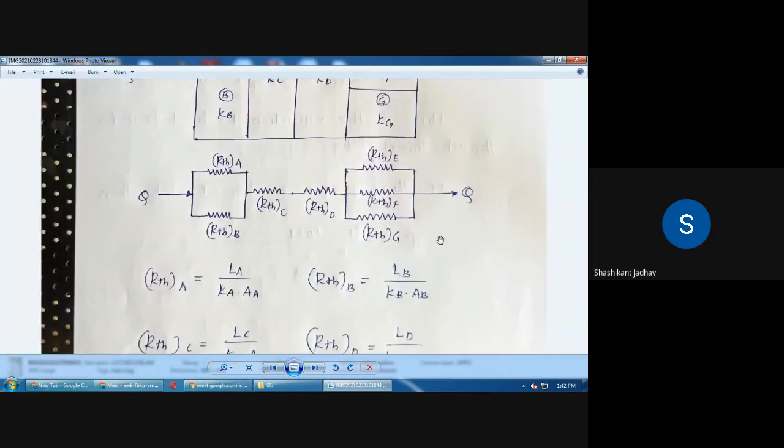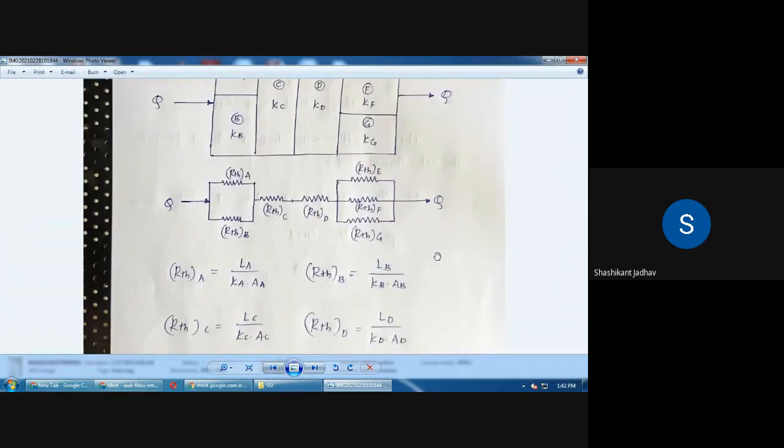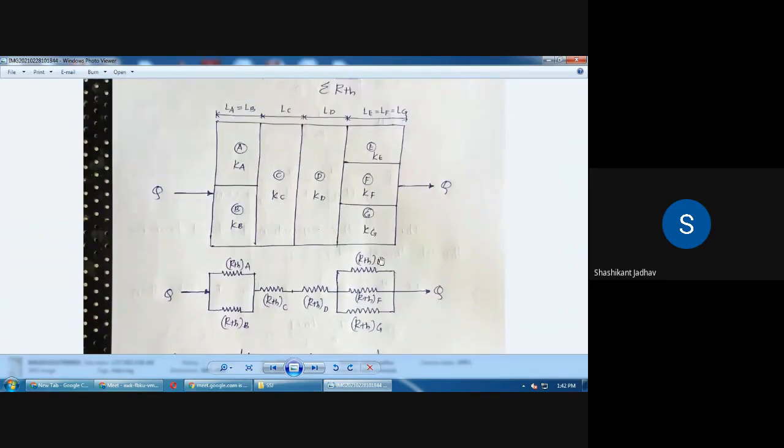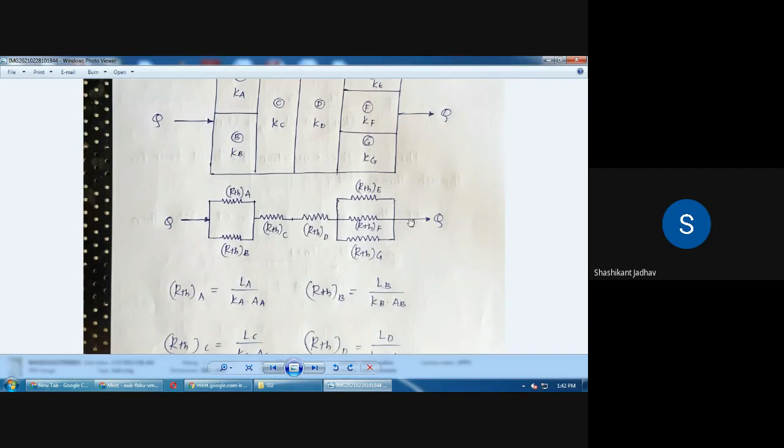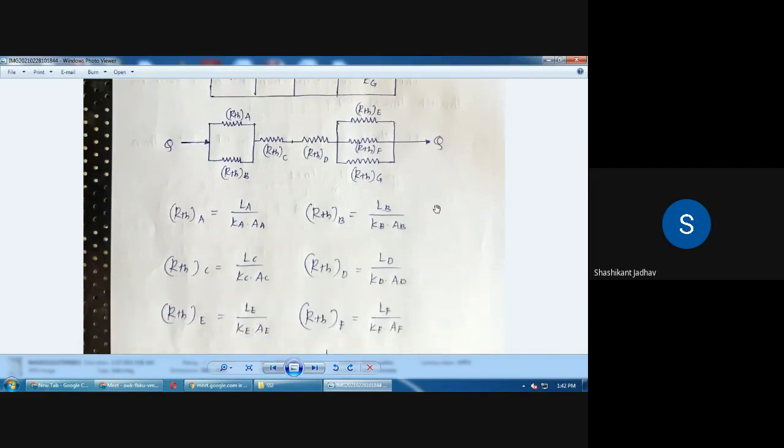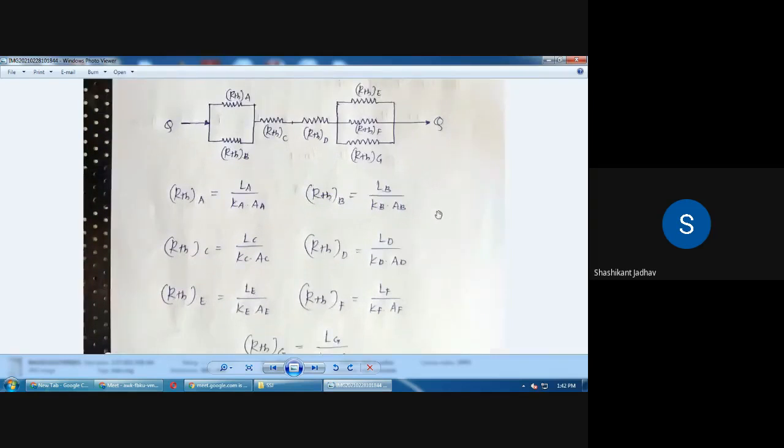So what is the value of thermal resistance A? L_A upon K into A. Similarly, write down the value of thermal resistance B, that is L_B upon K_B into A. In that way we have to write down the value of each thermal resistance. Here the areas are also different, because for layer A the surface area normal to heat flow is different as compared to layer B. So we have to take different notations for the area also. So write down the values of the thermal resistance for all the resistances.